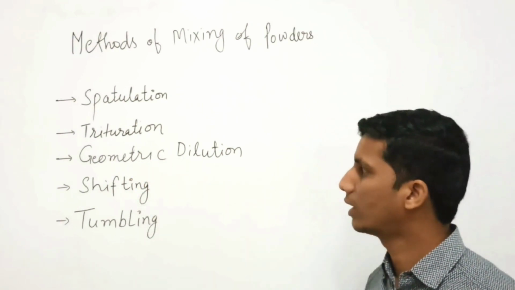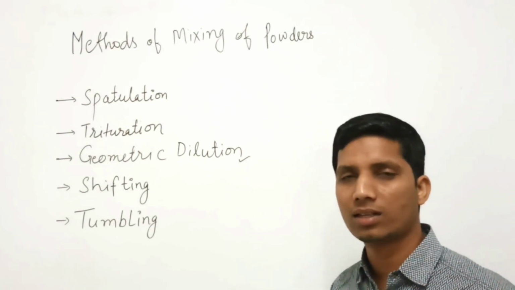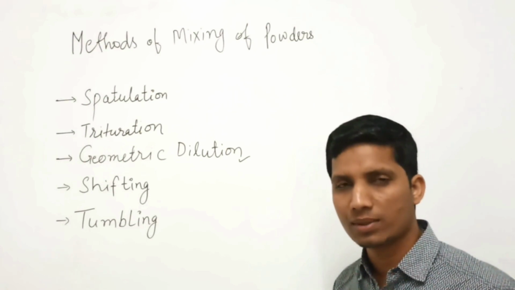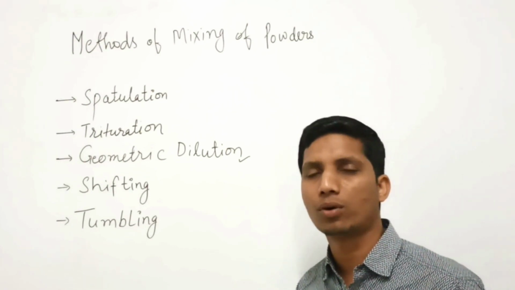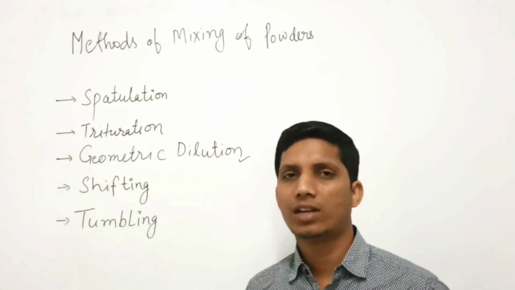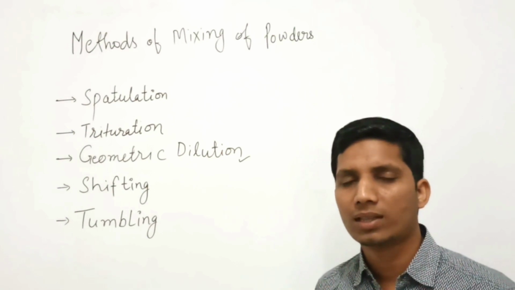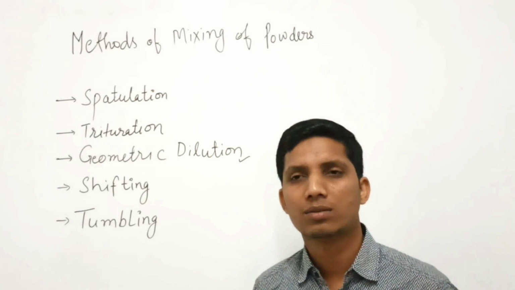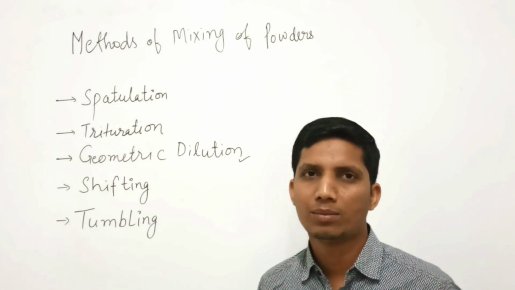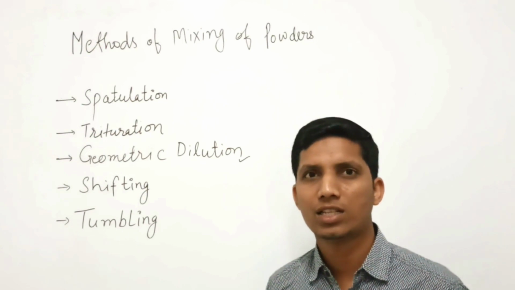Next is geometric dilution. Geometric dilution is a very important mixing method used for powders. This method is used when the drug is very potent, the amount of drug is very low, and the amount of excipients is very high. For example, when 10 mg of drug is to be mixed with up to 200 mg of diluent, then this method is used.